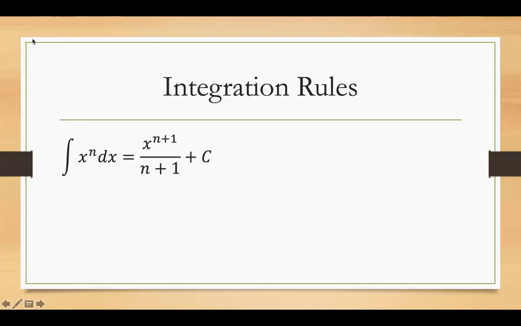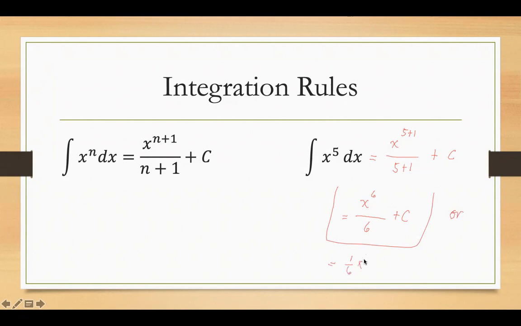Don't worry, I'll provide you with some examples. And this is our first example. The integral of x to the power of 5 dx. If we solve for this, it will be x to the power of 5 plus 1 all over 5 plus 1, then plus c, right? And then afterwards, 5 plus 1 is 6. So your answer is x to the power of 6 over 6 plus c. Or if you want to write it in another way, it could be 1/6 of x to the power of 6 plus c, right? So it will just be the same concept.